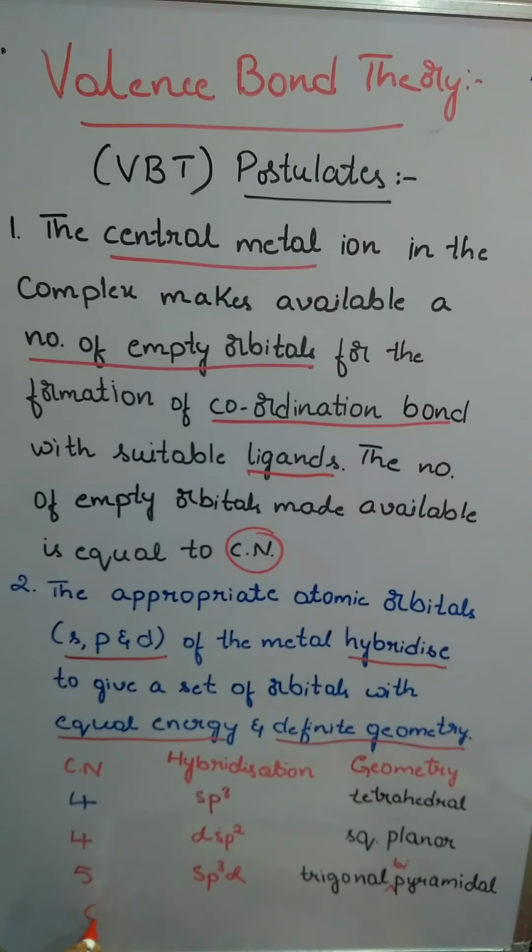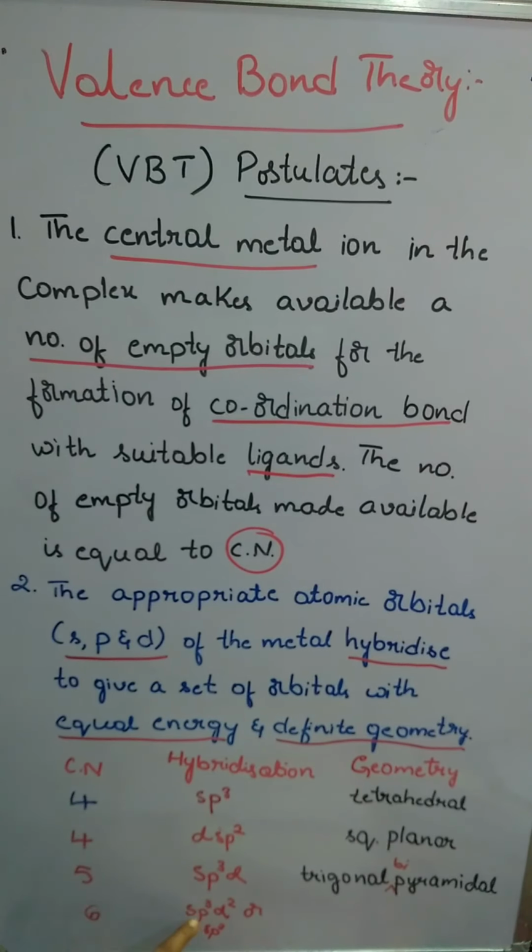Likewise, if the coordination number is 6, then the hybridization may be sp3d2 or d2sp3. Already we have discussed that in our earlier class also. It is d2sp3, and the geometry will be octahedral. So write here octahedral.